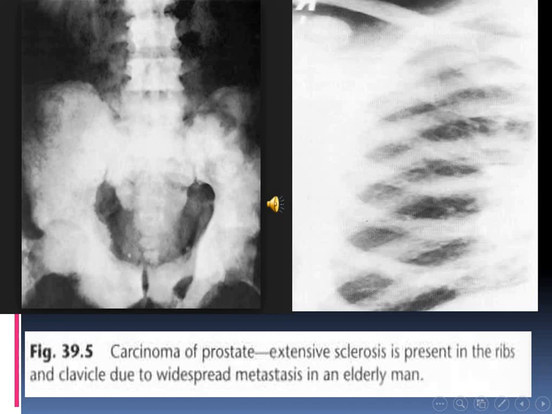Sometimes the metastasis can appear as dense bones. So in this example we can see that the vertebra, the pelvis, and even the ribs show a generalized increase in the bone density, and this represents a case of metastasis from carcinoma of the prostate that resulted in diffuse or extensive sclerosis of the ribs, clavicles, and pelvis.